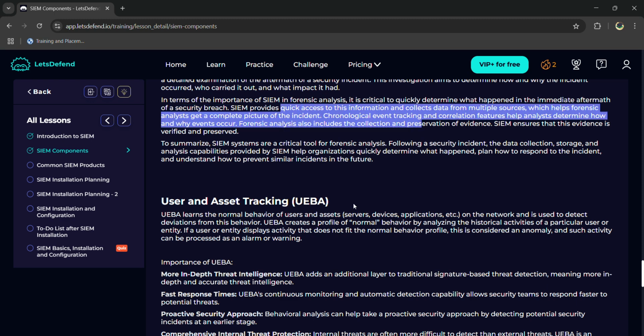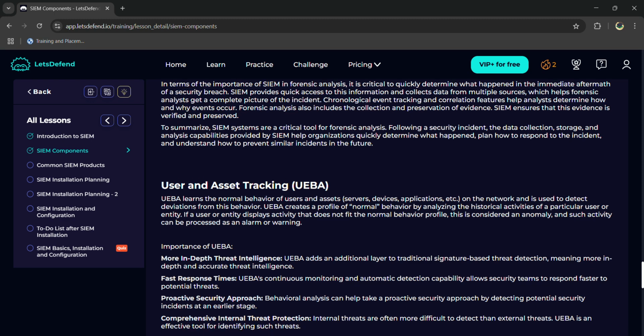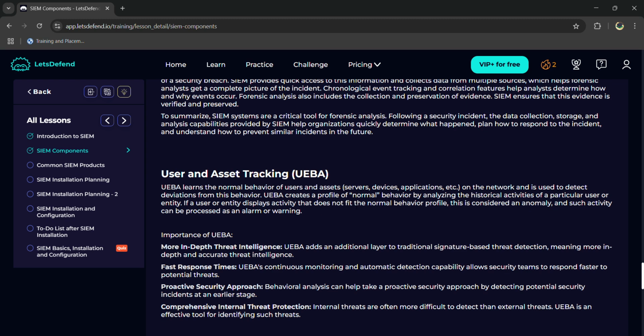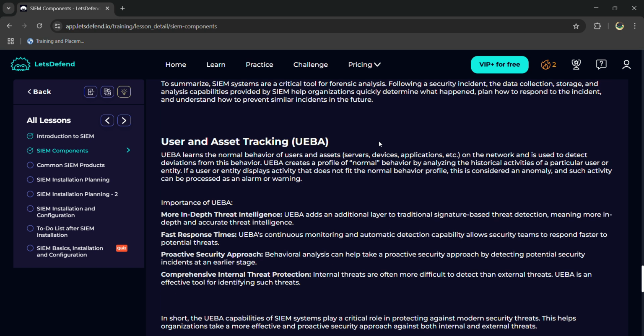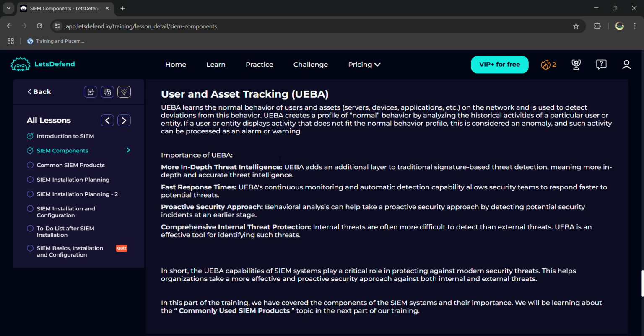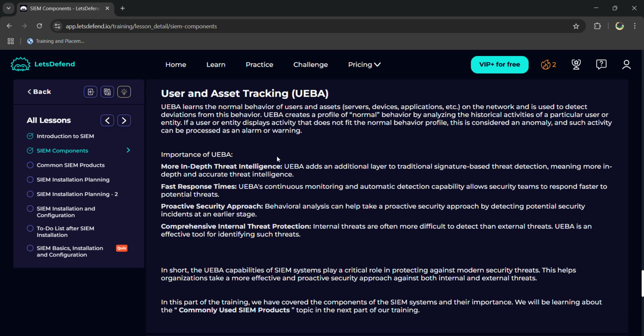SIM provides quick access to all the information because it has collected all the logs, and it gives us a complete picture of the incident. To summarize, it is a critical tool for forensic analysis. Following a security incident, the data collection, storage, and analysis capabilities provided by SIM help organizations quickly determine what happened, how we can plan to respond to that incident, and how to prevent similar incidents in the future. Next is user and asset tracking.